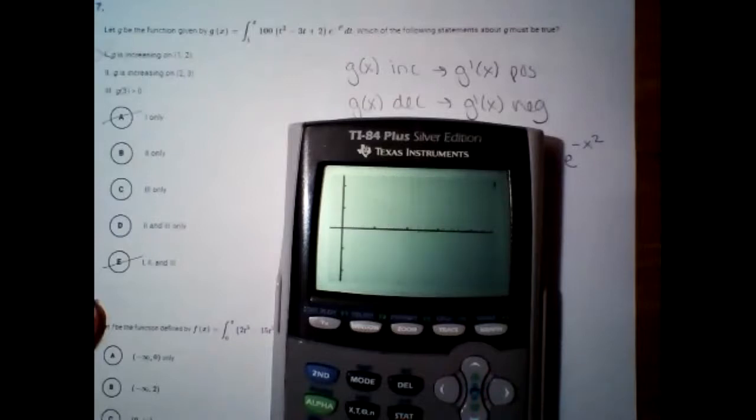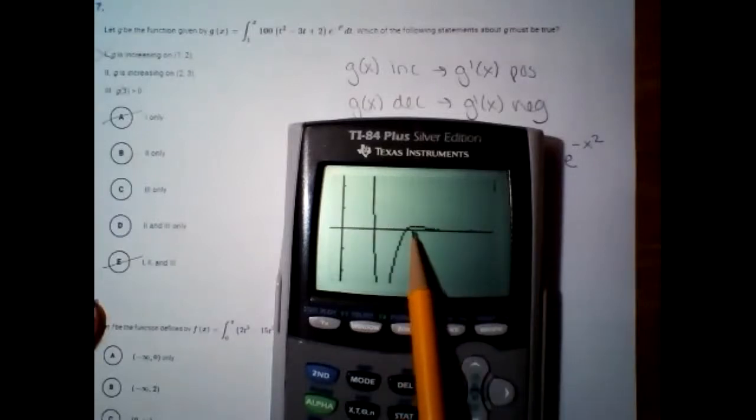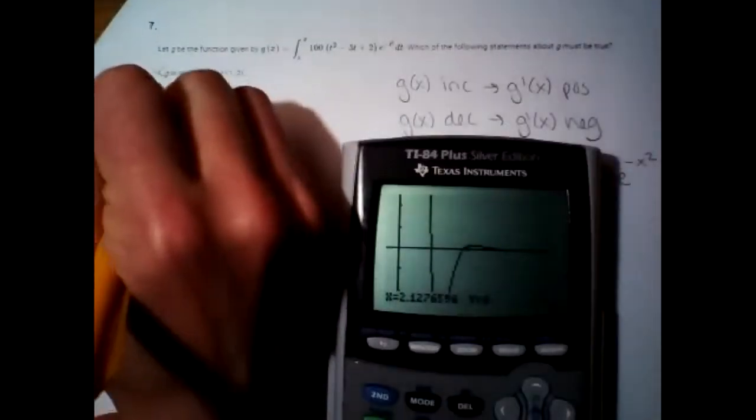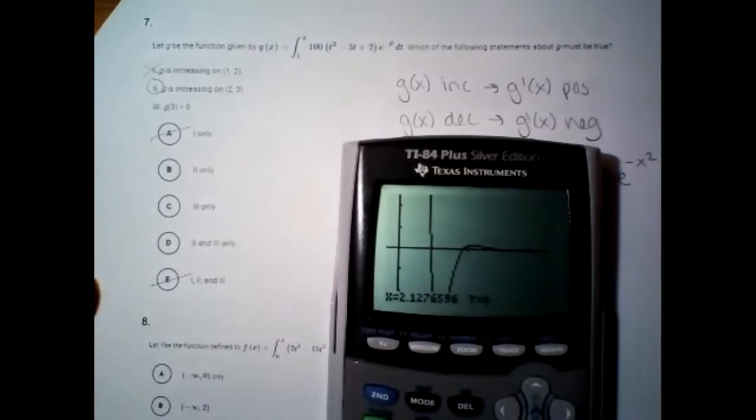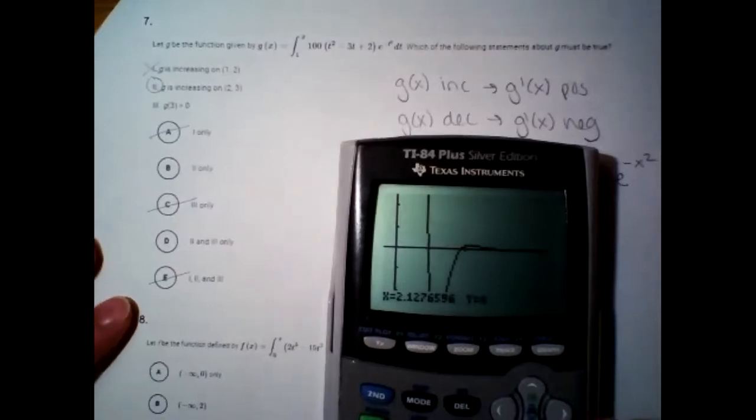on that part of the graph. Let's see. From 2 to 3. So that's from here to here. And it looks like it's above the x-axis from 2 to 3. Okay, so that one's going to be good. We want that one. So actually that lets us get rid of C as well. So as you go through these, you can keep on narrowing down your choices. And then G of 3 is bigger than 0.